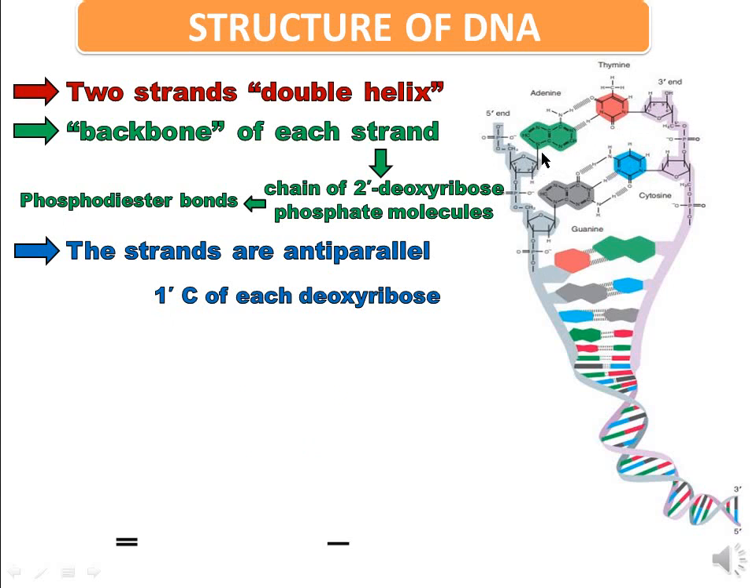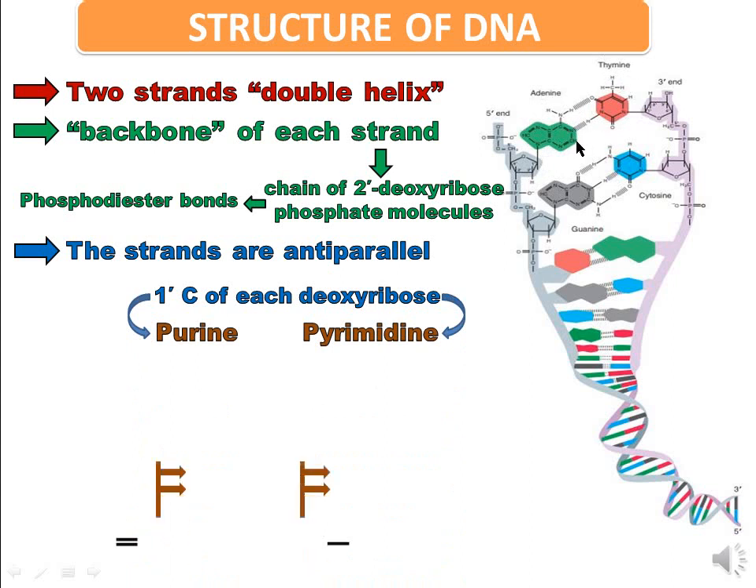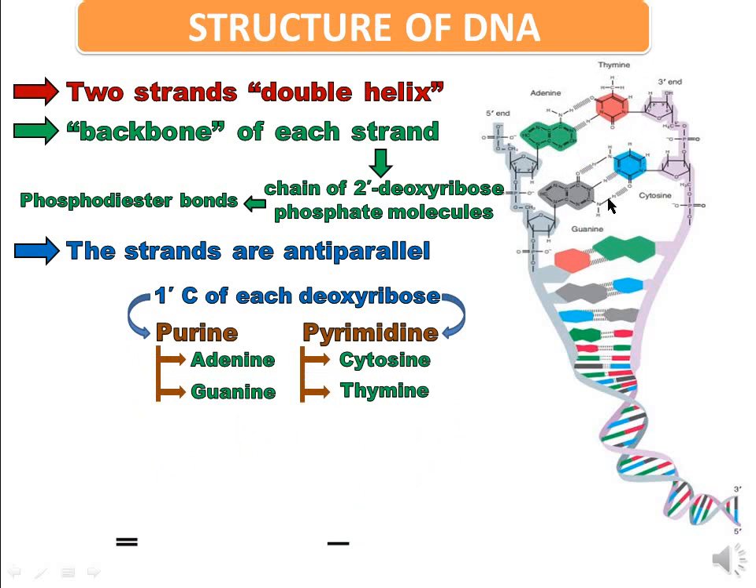This carbon number 1 forms a bond with two kinds of structures, either with purine or with pyrimidine. In DNA, purine and pyrimidine are of two types each. Purines are adenine and guanine, while pyrimidines are thymine and cytosine. Next point is the base pairing.